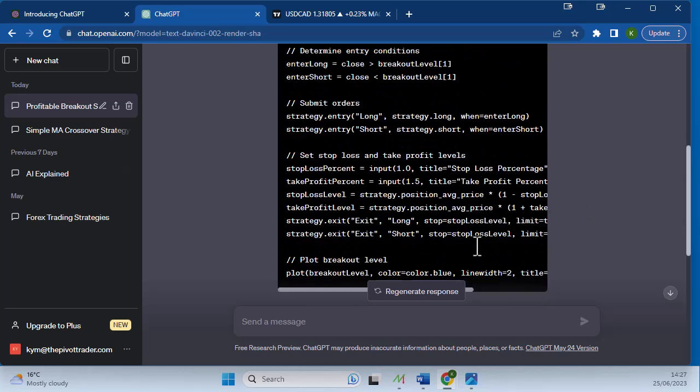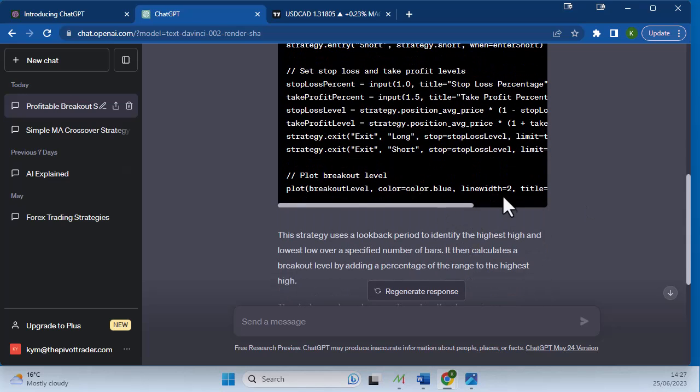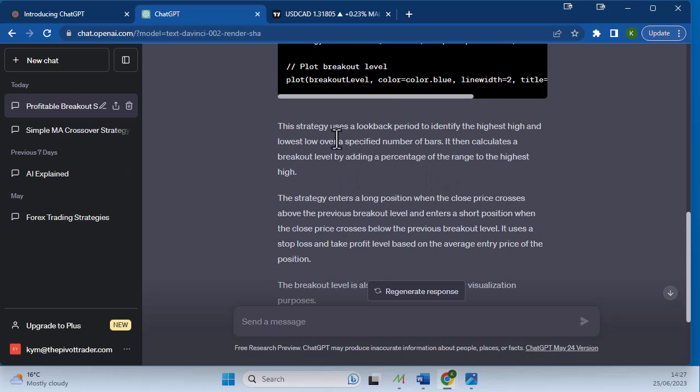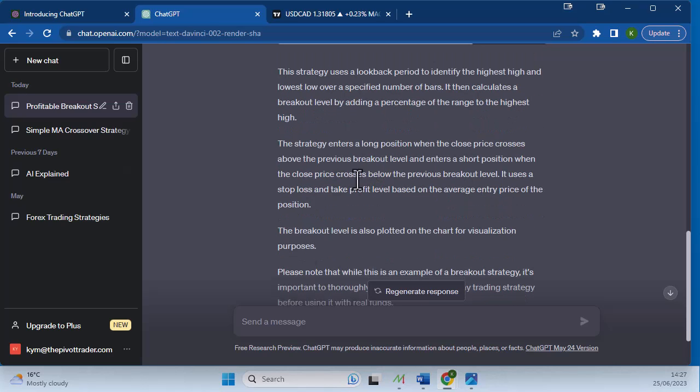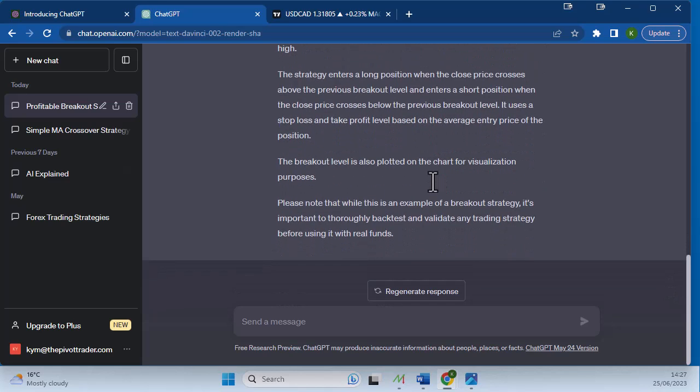It's obviously got specific things in here in terms of when you're going to take profit. It's listed it at the bottom here. The strategy uses a look back period to identify highs and lows over a period. The strategy enters long position when close price is above the previous breakout level. Okay, so it could be just one high that is breaking above, as opposed to two or three, so it might not have the same bang for your buck. So you could ask for more details. Let's try it.